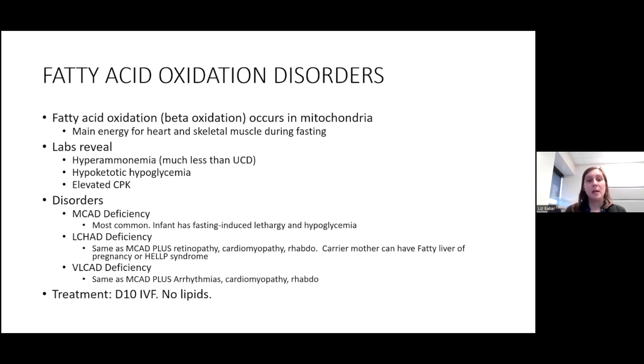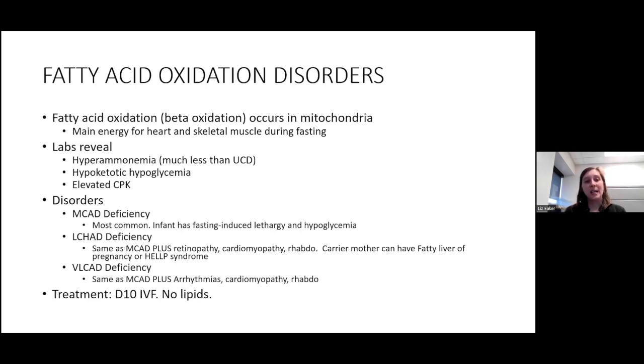The labs will reveal hyperammonemia, again not as high as urea cycle defects, hypoketotic hypoglycemia, and then elevated CPK. The disorders we think about are MCAD, which is the most common. Usually the infant has fasting-induced lethargy and hypoglycemia, and that's one of the things we thought caused SIDS before we put it on the newborn screen. There's LCHAD deficiency, which has the same presentation as MCAD plus retinopathy, cardiomyopathy, and rhabdo. Carrier mothers can also have fatty liver of pregnancy or HELLP syndrome. So that could be something you could see in boards and in real life.